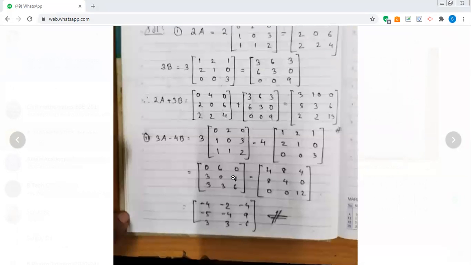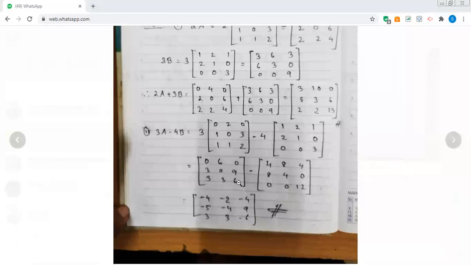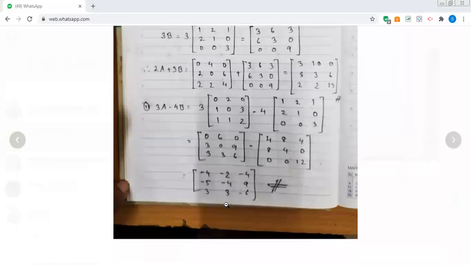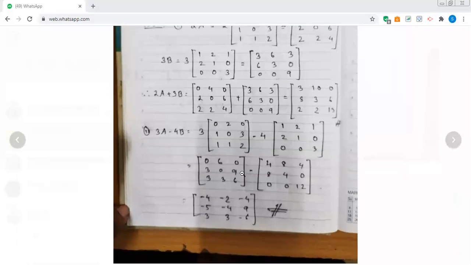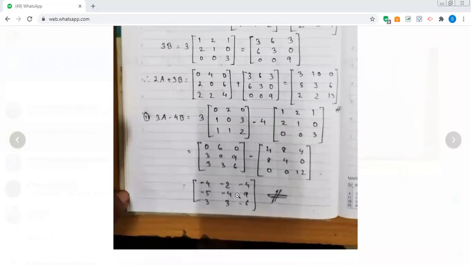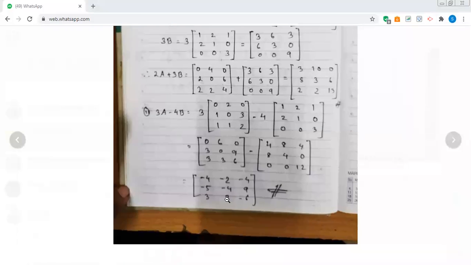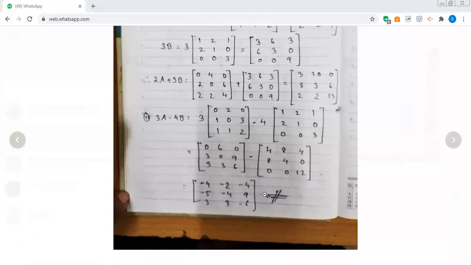Then see this line will appear. So 0, 6, 0, 3, 0, 0, 9, 3, 3, 3, 6. Now we can subtract these two matrices. Why? Because the two matrices are of the same order. The main thing is that. Okay. So what is the rule for subtraction? You just subtract element by element, that is the corresponding elements. So 0 minus 4 is minus 4, 6 minus 8 is minus 2, 0 minus 4 is minus 4. Similarly, go to the second row, 3 minus 8 is minus 5, 0 minus 4 is minus 4, 9 minus 0 is 9, then 3 minus 0 is 3, 2 minus 0 is 3, and 6 minus 12 is minus.